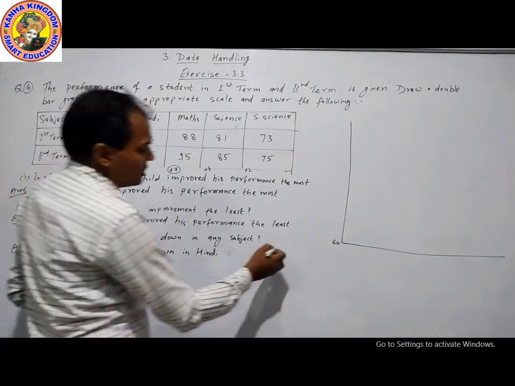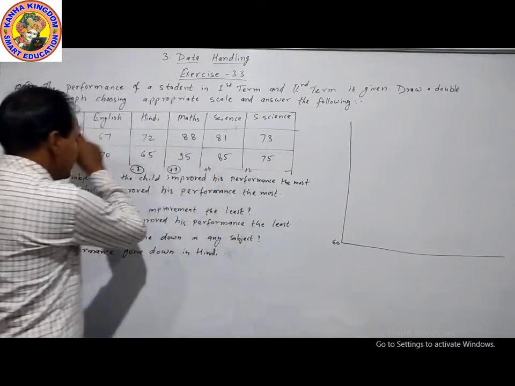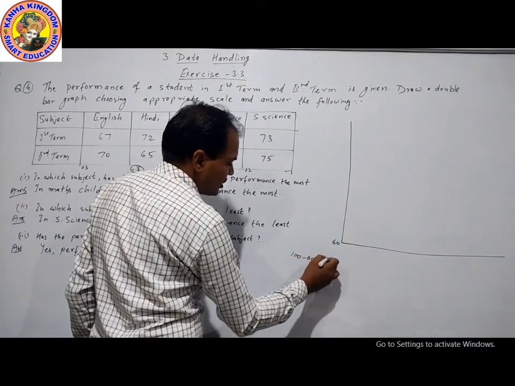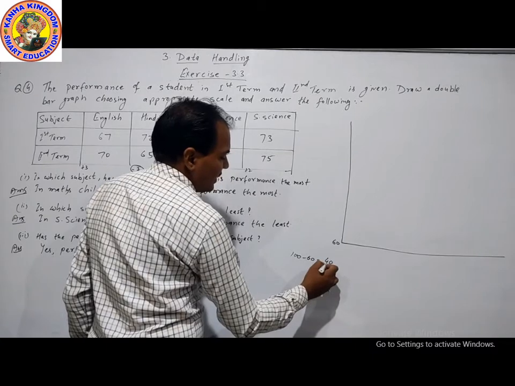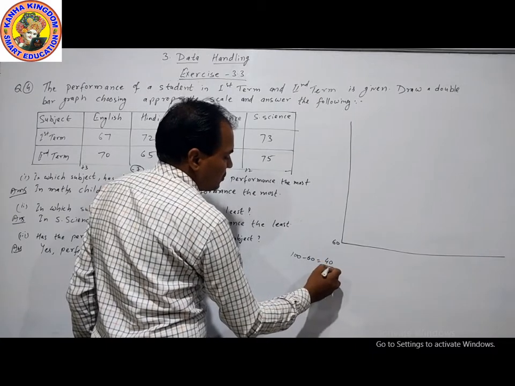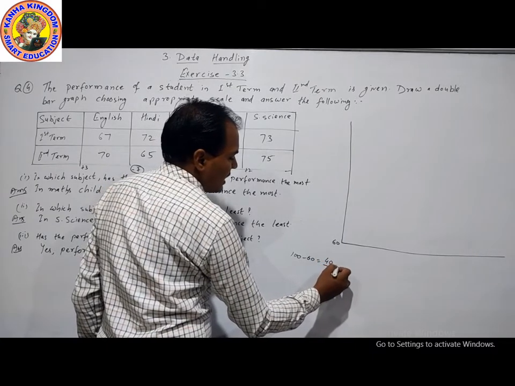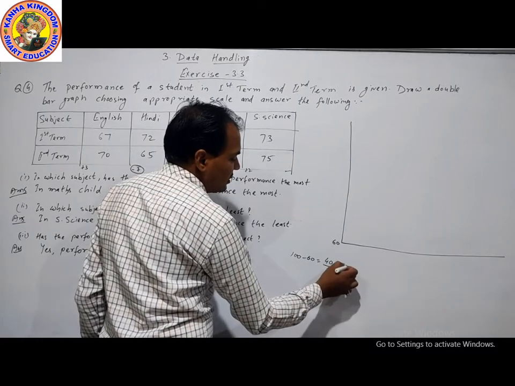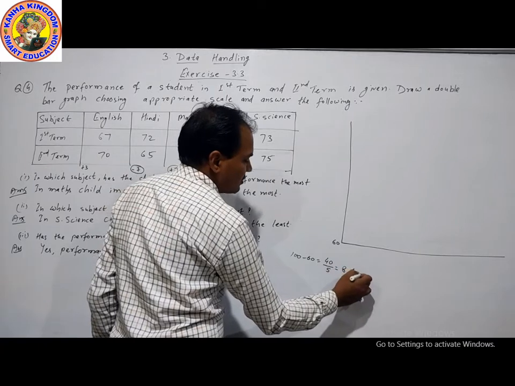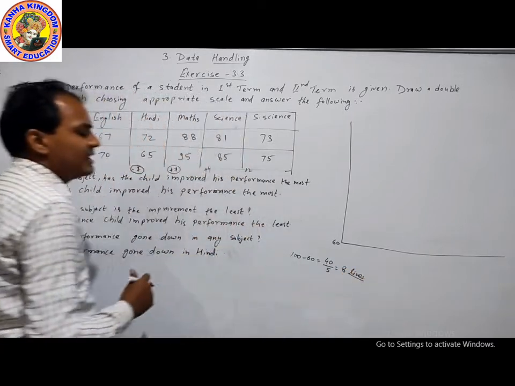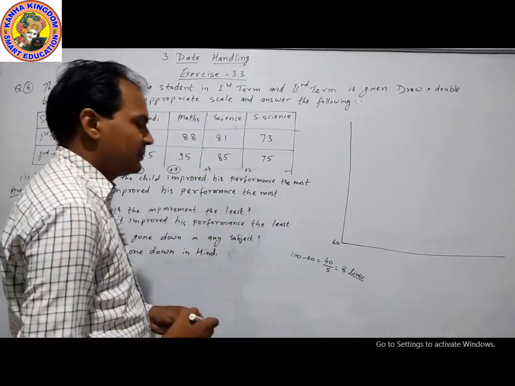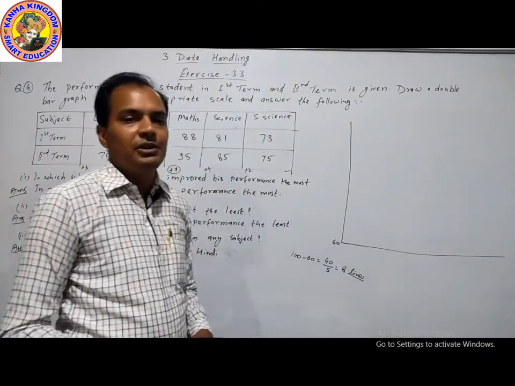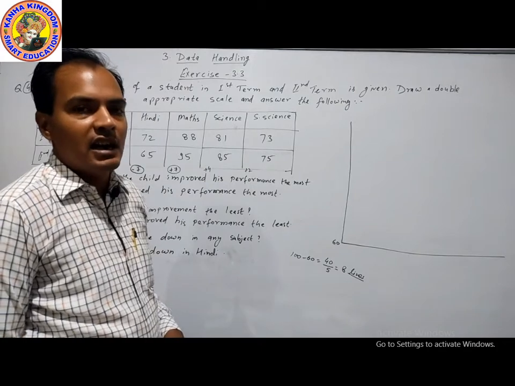So maximum marks is 100. 100 minus 60 is equal to 40. When we use 5 marks per line, we need only 8 lines. So in 8 lines we can draw this graph. I draw here 8 lines. In your copy the 8 lines are already drawn.